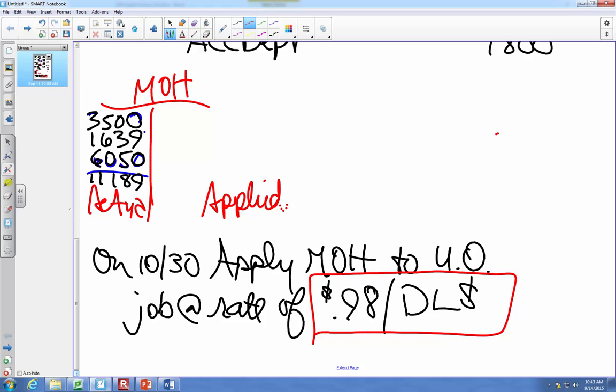And where does my credit for manufacturing overhead that's applied go? I showed you this. What account does it go into? Where does applied manufacturing overhead get credited to? Sitting right in front of you. Manufacturing overhead. Right here. So what are you going to debit? What are you going to credit? You're going to debit work in progress, WIP, and you're going to credit manufacturing overhead. And all you need to do is figure out 98 cents per direct labor dollar on this job.